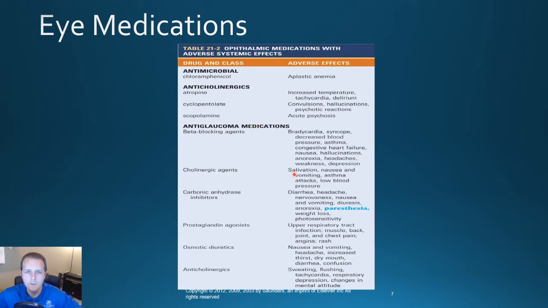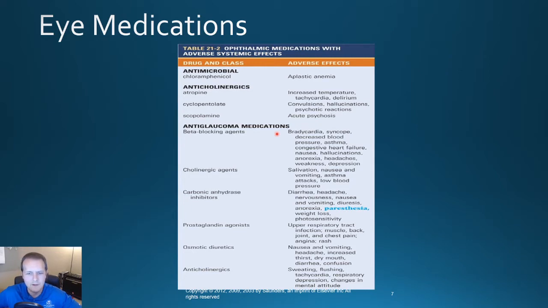Now, on the flip side, if you have ophthalmic medications causing systemic side effects, there's a few of these, but they're important to note. So, for instance, a lot of the anti-glaucoma meds can do this. I'll focus on the beta-blocking agents. Now, beta-blocking agents, while very good for helping to lower intraocular pressure for glaucoma's sake, when absorbed systemically, can actually cause some pretty significant effects, especially on the heart.